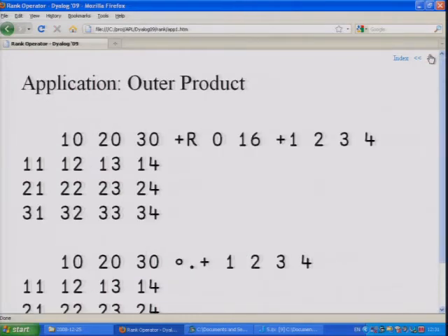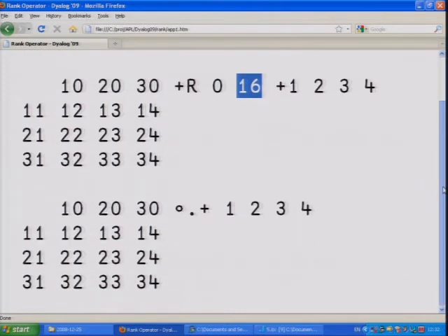So now we get to so-called applications. I only show it for scalar functions, but it can work for any function, functions of any rank. So this is outer product plus, and to do that you say function rank 0 and basically infinity. Infinity in this case being 16 because that's the maximum rank you can have in Dyalog. So f rank 0, 16 in Dyalog is outer product for scalar functions f. Okay.